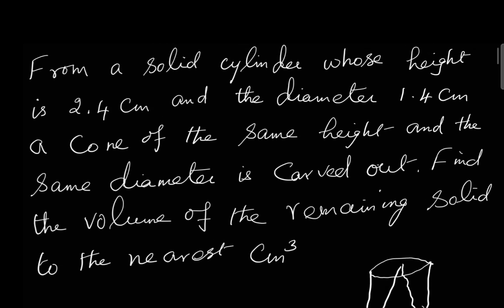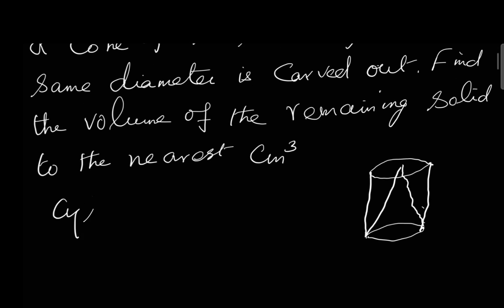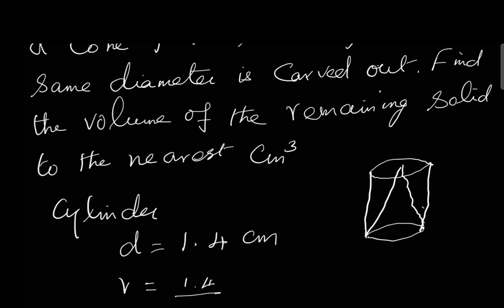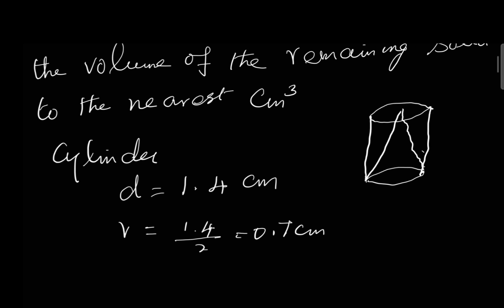The cylinder height and the diameter are given. The diameter is given as 1.4 centimeter. The radius is half of this, 1.4 by 2, that is 0.7 centimeter. And the height of the cylinder is 2.4 centimeter.